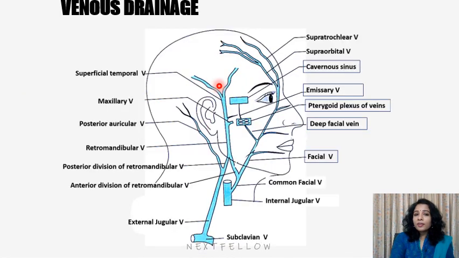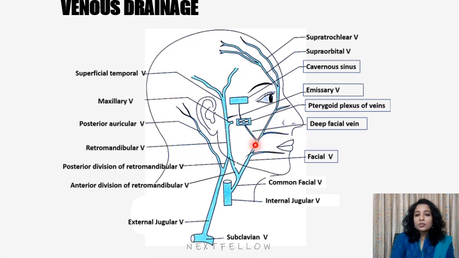Let us understand the venous drainage. The scalp on each side of the midline is drained by the veins which accompany the arteries. So they have similar names as arteries. And the veins are the supratrochlear vein and supraorbital vein, and they join to form the angular vein.